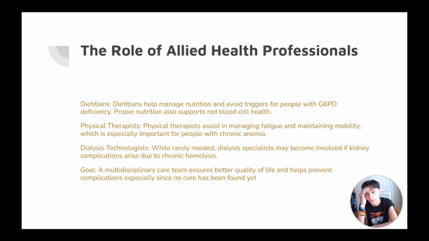And then the role of allied health professionals. Dietitians help manage nutrition and avoid triggers for people with G6PD deficiency, and proper nutrition also supports red blood cell health. Physical therapists assist in managing fatigue and maintaining mobility, which is especially important for people with chronic anemia. Dialysis, while rarely needed: dialysis specialists may become involved if kidney complications arise due to the chronic hemolysis. The goal is a multidisciplinary care team to ensure better quality of life and help prevent complications, especially since no cure has been found yet.